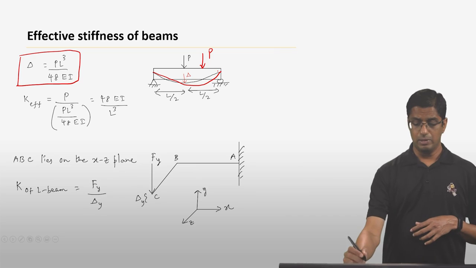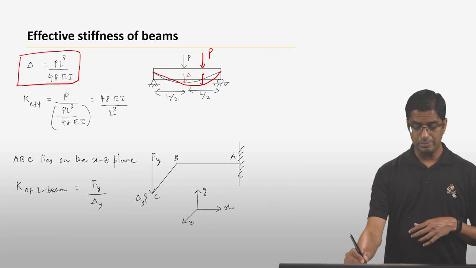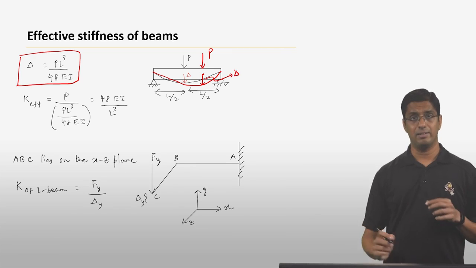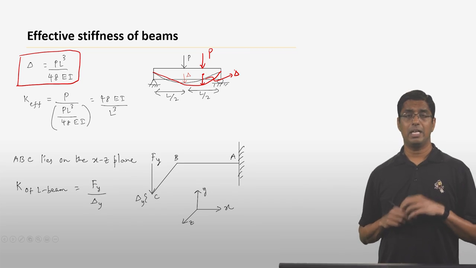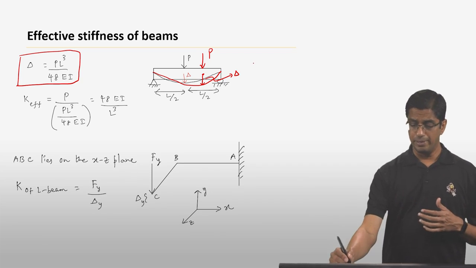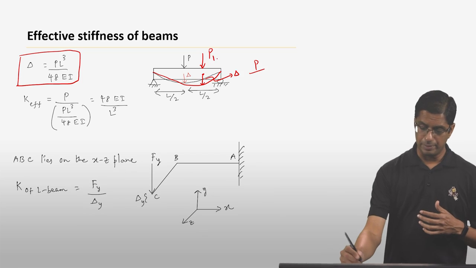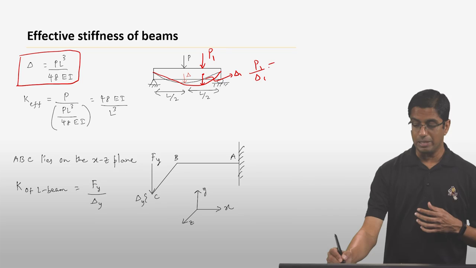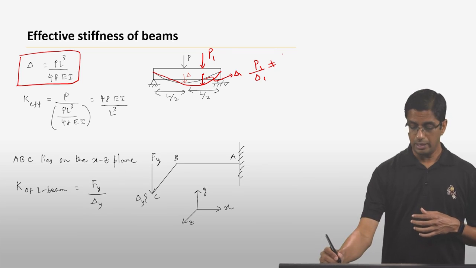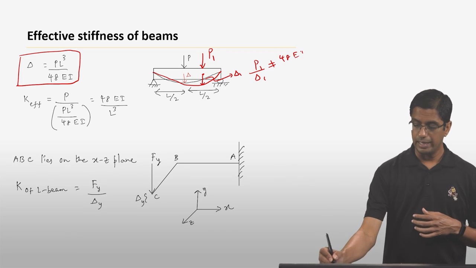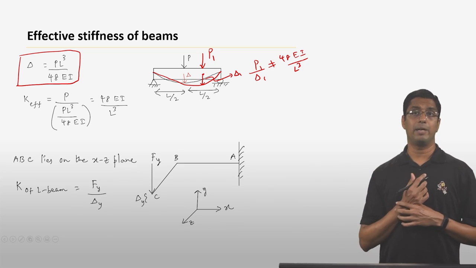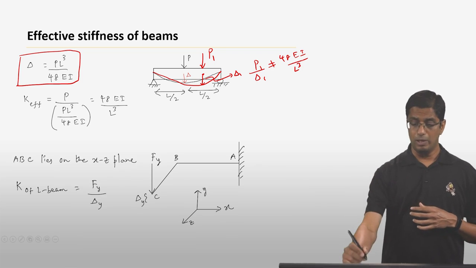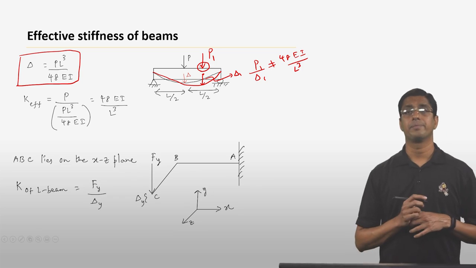Okay, now in that case, the maximum deflection may not actually occur at the point where you're applying the force. If you now calculate P over delta, let me call this P1 and delta 1, P1 over delta 1, that is most likely not going to be equal to 48 EI over L cubed. In fact, it won't be. It will be a different value, and that depends on what exactly this location is.